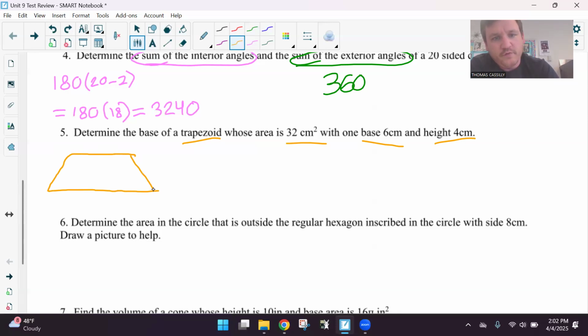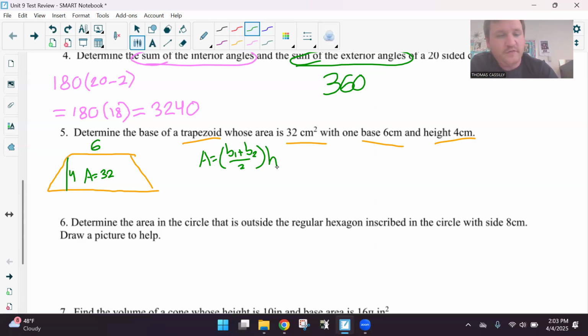The base of a trapezoid whose area is 32. So I'm just going to say A equals 32. One base is 6. So I'm going to call this base my 6. I'm going to call this height 4. All right. I know the area formula of a trapezoid, and you should too. That's equal to base 1 plus base 2 divided by 2 times your height.